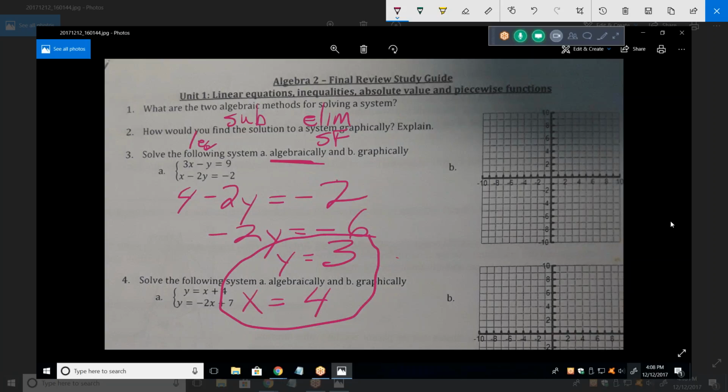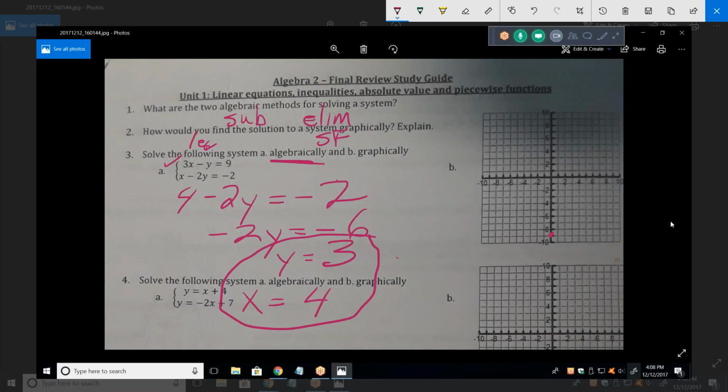Let's find, of this equation right there, the y-intercept. What is it? What's x equal to when you're talking about the y-intercept? 0. Okay, plug in 0 for x and solve for y. So it's -9. Okay, that's my y-intercept.